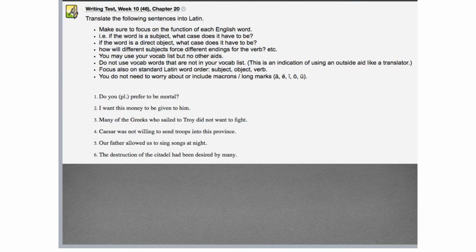And then the writing summative, translating English sentences into Latin. And again, you're going to be using these irregular verbs. So do you prefer to be mortal? That, of course, is plural. So, mavultis, ne. Ne, of course, makes it a yes-no question. Mortalem esse. Do you prefer to be mortal? And I'll leave the other 5 for you.